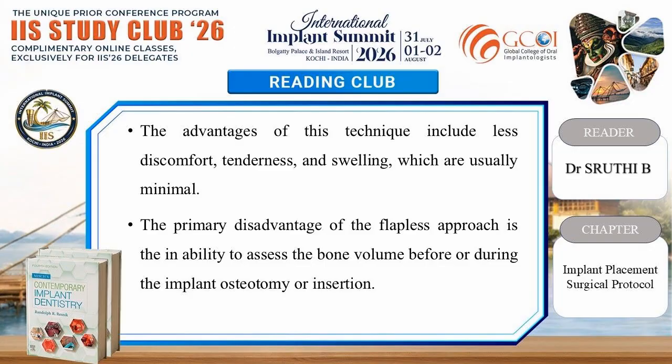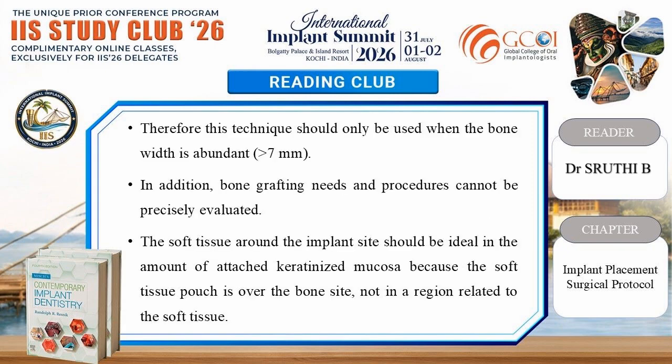The primary disadvantage of flapless approach is the inability to assess the bone volume before or during the implant osteotomy or insertion. Therefore, this technique should only be used when the bone width is abundant, that is greater than 7 mm. In addition, bone grafting needs and procedures cannot be precisely evaluated. The soft tissue around the implant site should be ideal in amount of attached keratinized mucosa because the soft tissue pouches over the bone site.